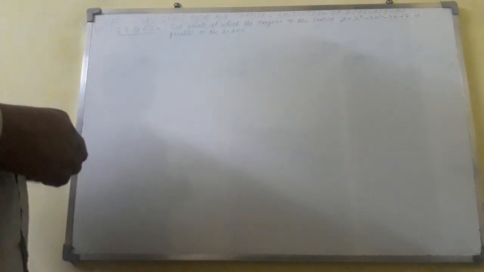Today I shall explain question number 7 that has been taken from exercise 6.3, Chapter 6, Application of Derivatives, Tangent and Angle. The question is: find points at which the tangent to the curve y equal to x cube minus 3x square minus 9x plus 7 is parallel to the x-axis. Now let us come to the solution.